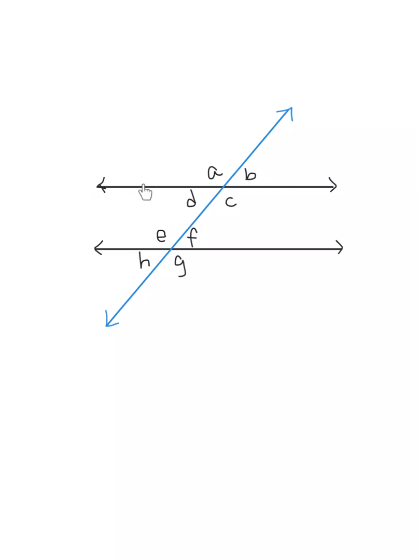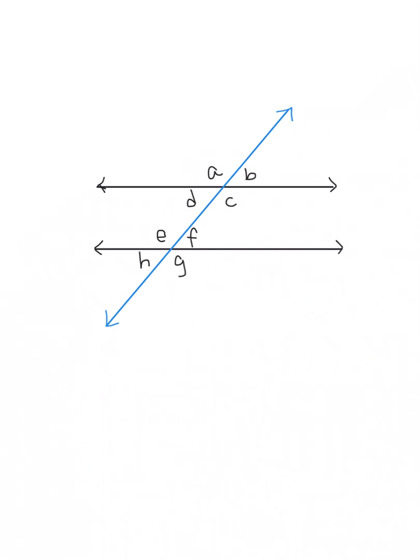Let's look at these two parallel lines that are in black and the transversal line that cuts through the two parallel lines that are in blue. You should see that there are 8 angles formed: angle A, angle B, C, D, E, F, G, and H.